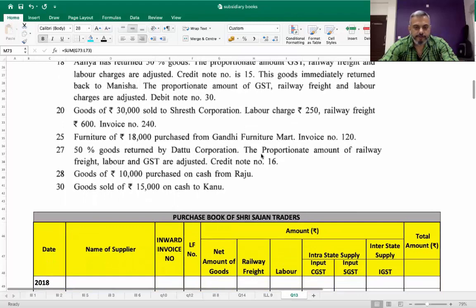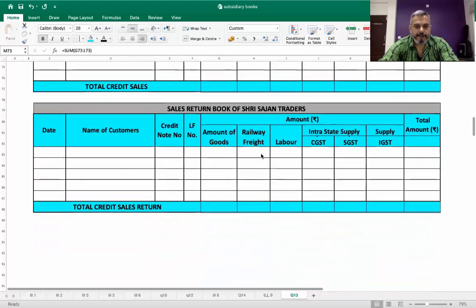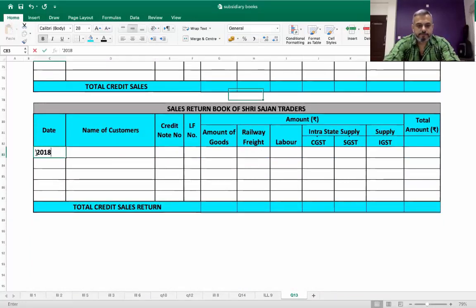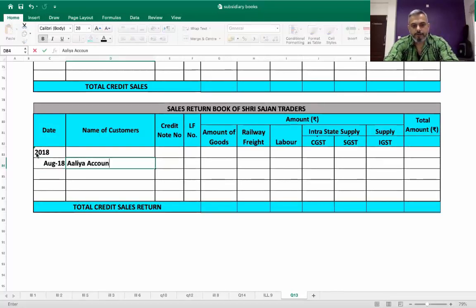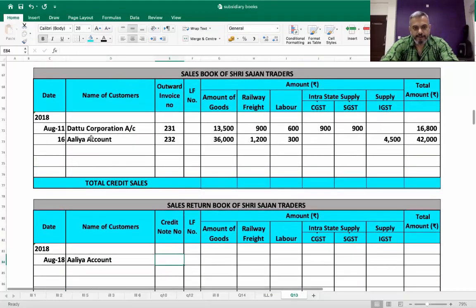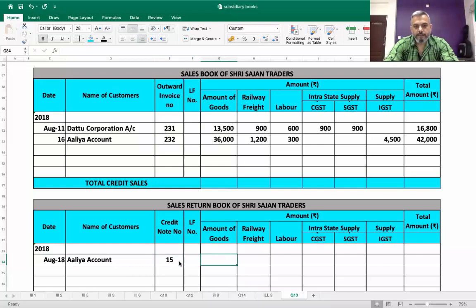Record for sales return. Credit note number 15, date is 18. Alia account, directly sales for Alia, sales return also for Alia. Credit note is 15, half of the goods, so directly 30,000's half, 36,000's half is 18,000. Railway freight 1200's half is 600. Labor 150. Now obviously there will be no CGST, no SGST, directly IGST, that will also be half, and then the total, which will also be half.